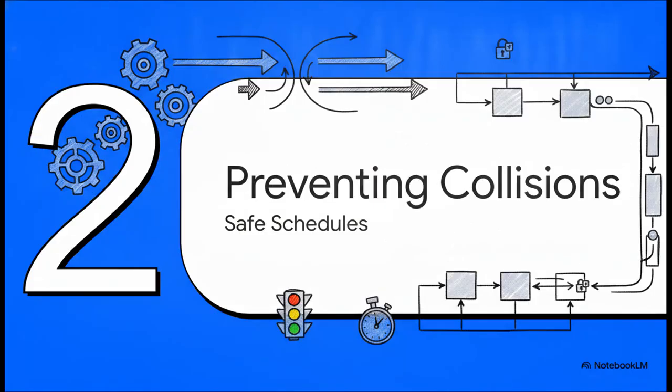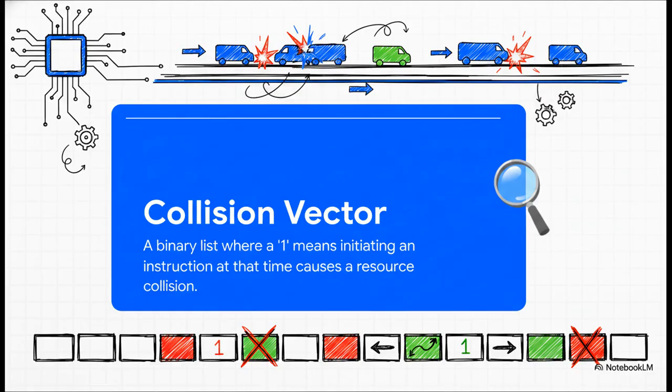Section 2, preventing pipeline collisions. Okay, so how do we actually avoid these structural crashes while still feeding instructions in as fast as humanly possible? Enter the collision vector. Think of this as the master traffic schedule for our processor. It's essentially a sequence of bits telling us exactly how many clock cycles we absolutely must wait before sending in the next instruction. See a 1 bit at a certain position? That means starting an instruction right then will cause a collision. It is a strictly forbidden latency.